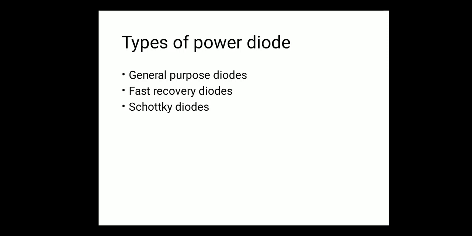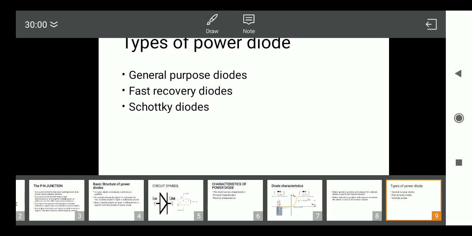Schottky diode is nothing but a diode that uses a metal to semiconductor junction for rectification purpose instead of a PN junction.